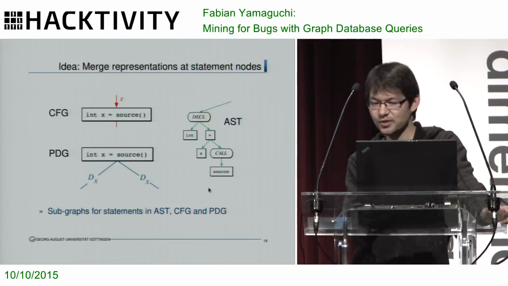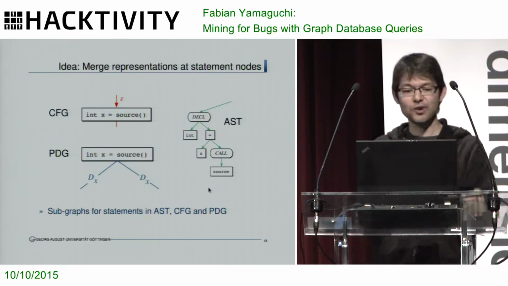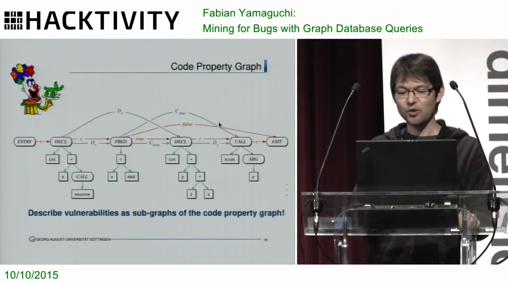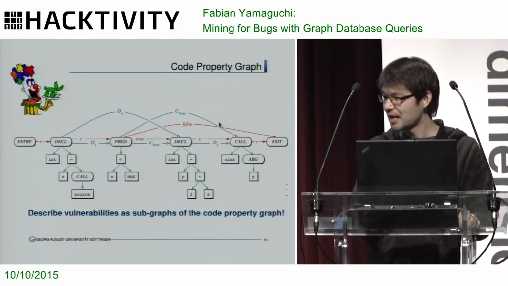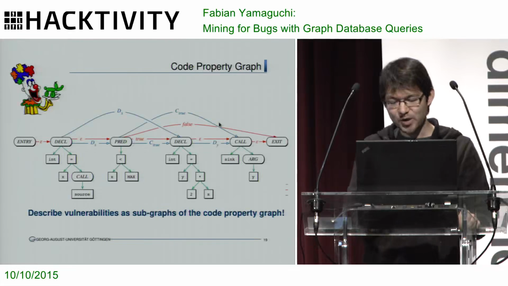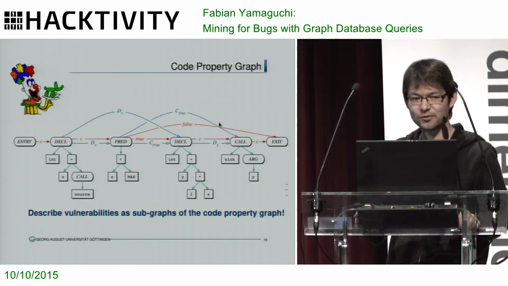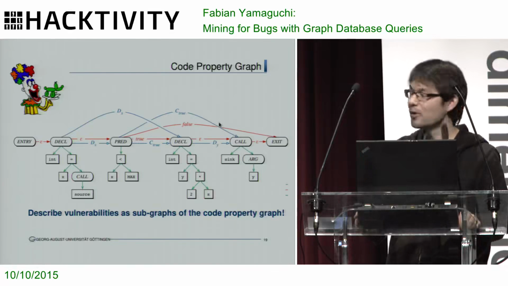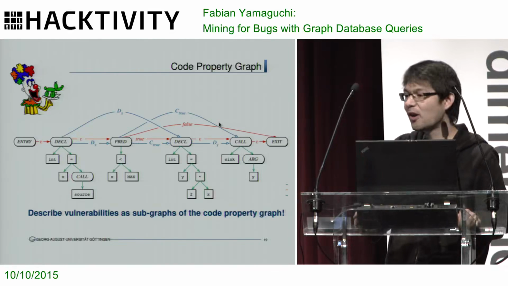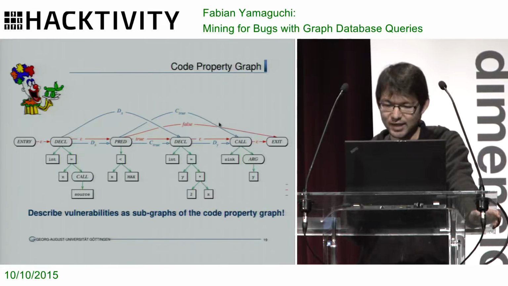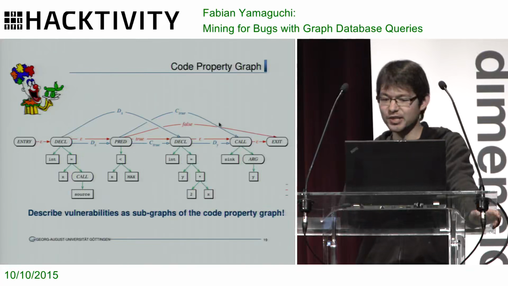And the main observation to do this is that actually in each of these graph representations, there's a node for each statement, right? So why not just merge them? I mean, the main trick here is that we actually have labels on the edges to distinguish the different types of edges that we have. But now we have a data structure that represents all of this in one. And this is what we call the code property graph. And now the question is, can we maybe describe vulnerabilities as subgraphs in this code property graph?